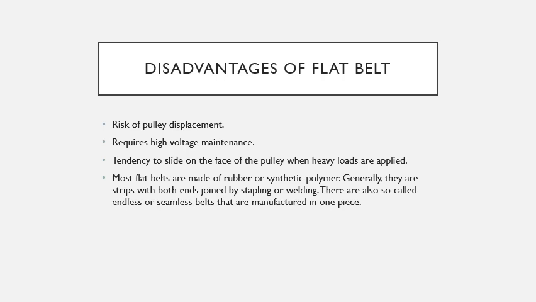The disadvantages of flat belt pulleys are that there is a risk of pulley displacement because the belt is flat, they require high maintenance, and they tend to slide on the face of the pulley when heavy loads are applied. Most flat belts are made of rubber or synthetic polymer. Generally, they are made in strips with both ends joined by stitching or welding. They are also called endless or seamless belts, manufactured in one piece by welding or stitching.